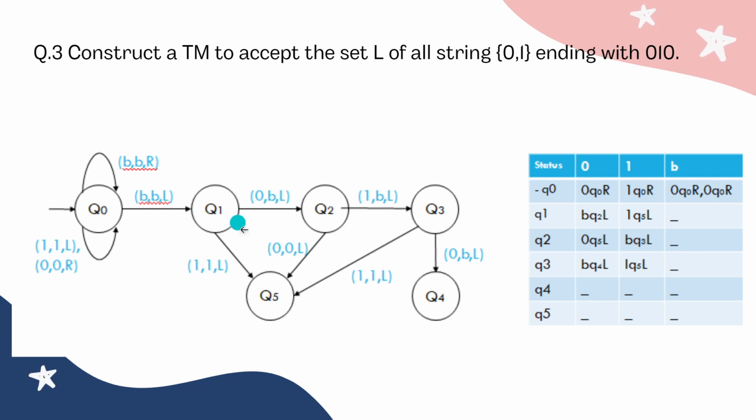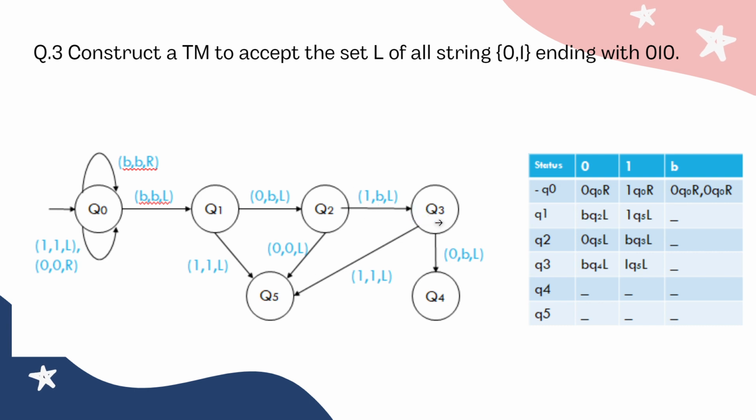When we have blank as an input, we move towards the left. Then we have q1, which is given as (b, q2, L), and on input of 1 it gives (1, q5, L). Then in the next state, q2, on the input of 0 we have (0, q5, L), and (b, q3, L) on the input of 1, that is we move to the next state, q3.